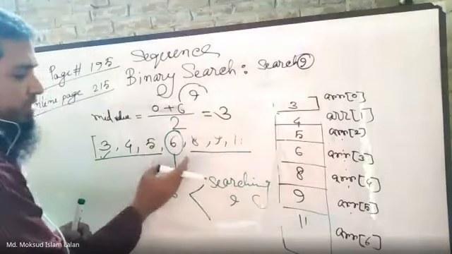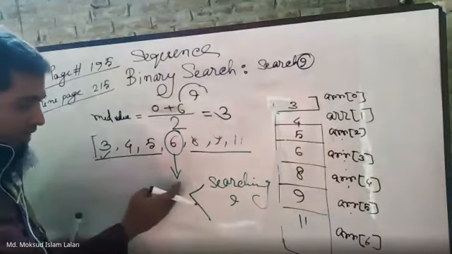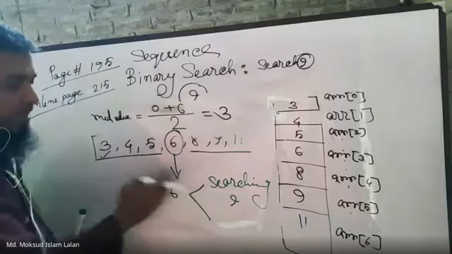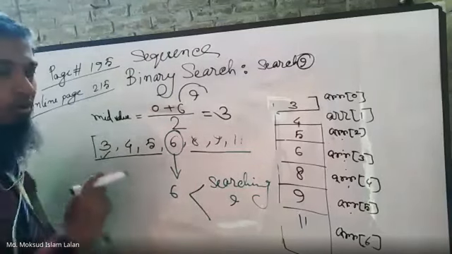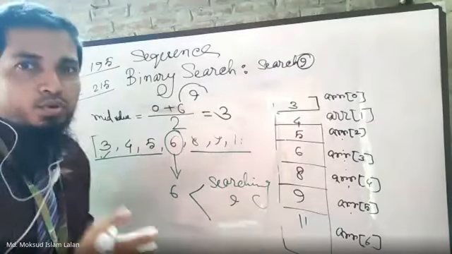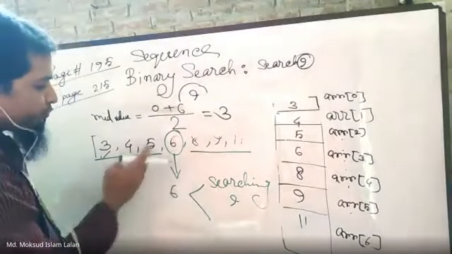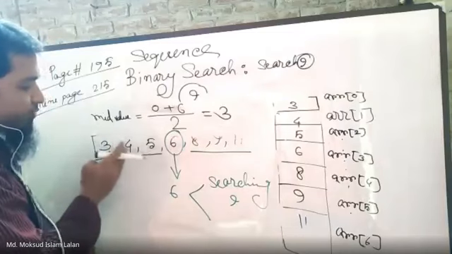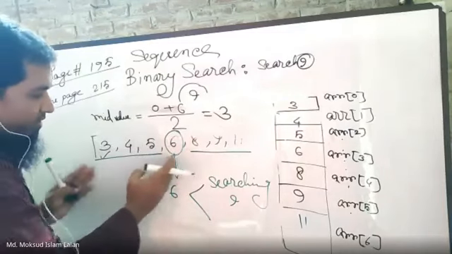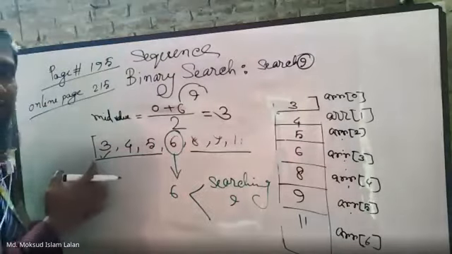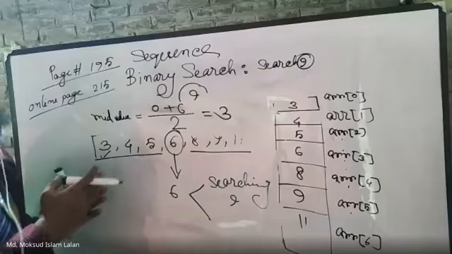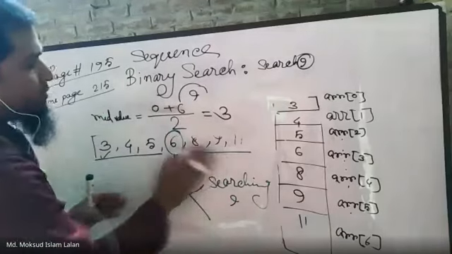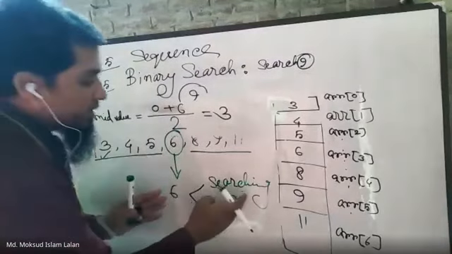If the searching element is less than the mid value, it belongs to the left side. Suppose we are searching 4. The mid value is 6, and our searching element is 4, so definitely that lies on the left part, right? Do you understand the point?